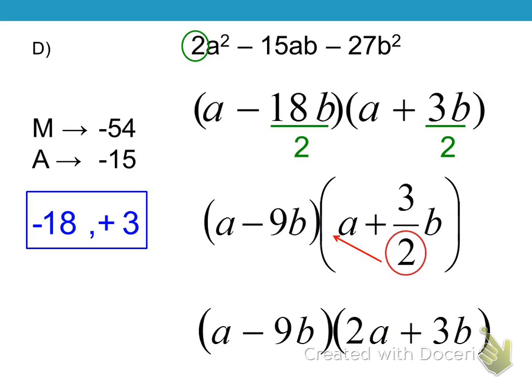Here's a great one to double check. A times 2A does give me 2A squared. I'm going to check them all, actually, because this one's kind of weird. That would give me 3AB minus 18AB, which is negative 15AB. And then in the back, I get negative 9B times positive 3B, which is negative 27B squared. So it does work out.